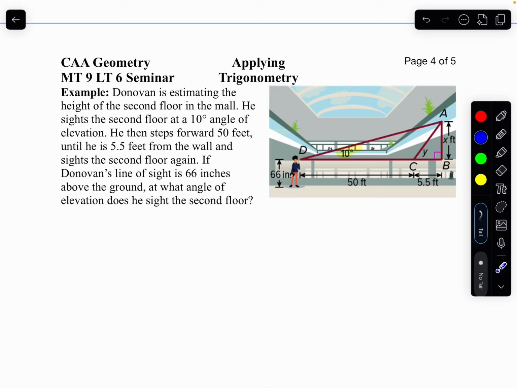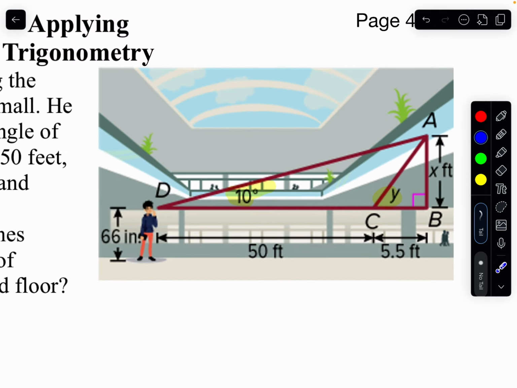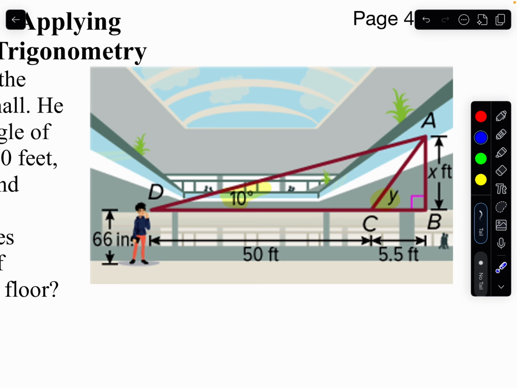So in other words, we're looking for y here, aren't we? Now, when I start here, it kind of looks like I can't do y, can I? Because I don't have enough information. I'm missing the x, I'm missing the y. I know 5.5, but I need two pieces of information to solve this problem. But what I'm going to do is look at the original triangle.